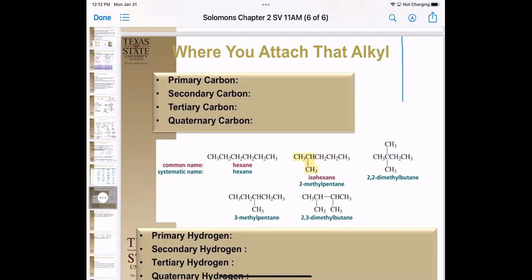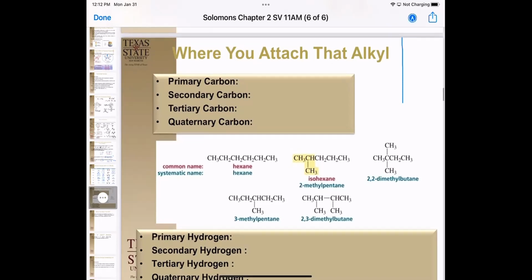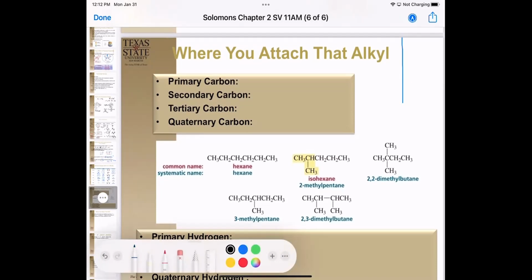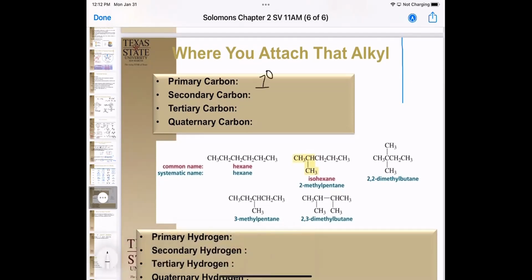So we want to pay attention to how many times a carbon is bound to other carbons. Okay, so when we talk about carbons bound to other carbons, we have 4 types. We have a primary, you know, this primary right here. That's when you have a carbon only bound to one other carbon.